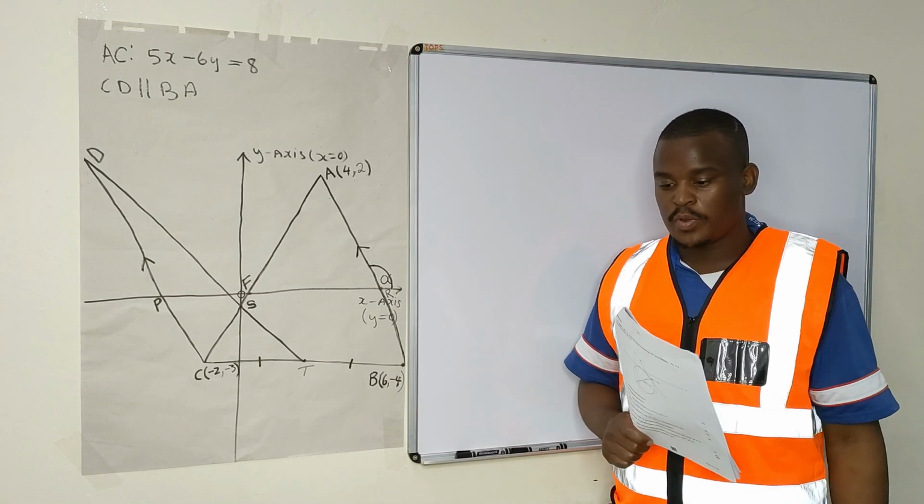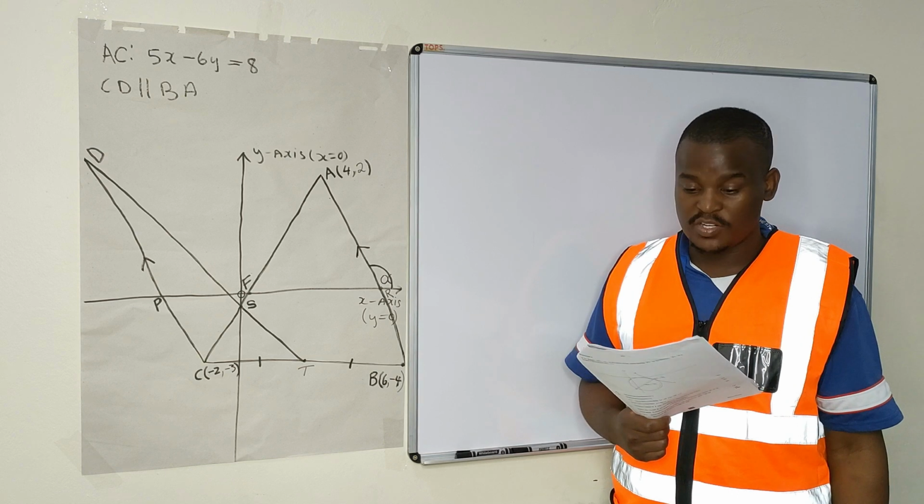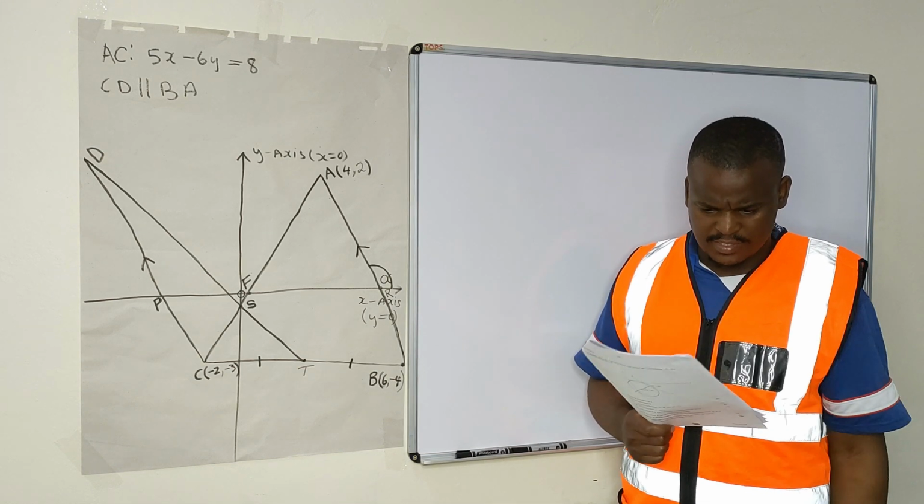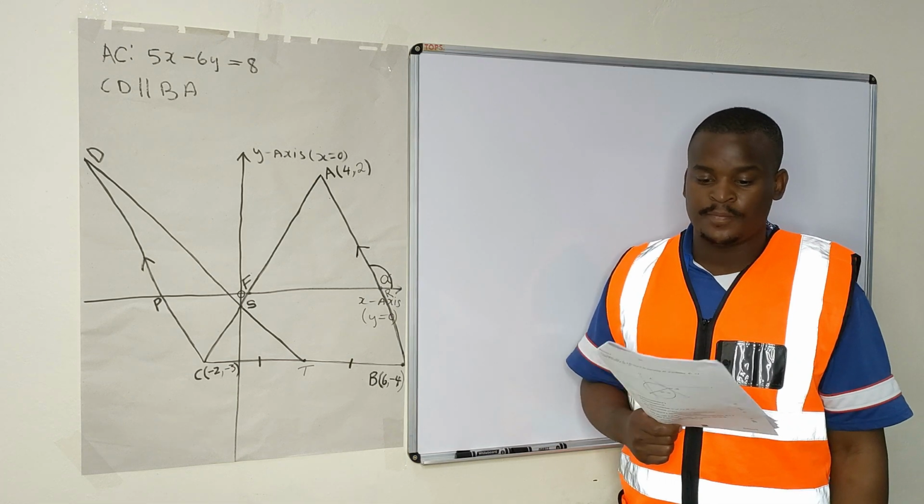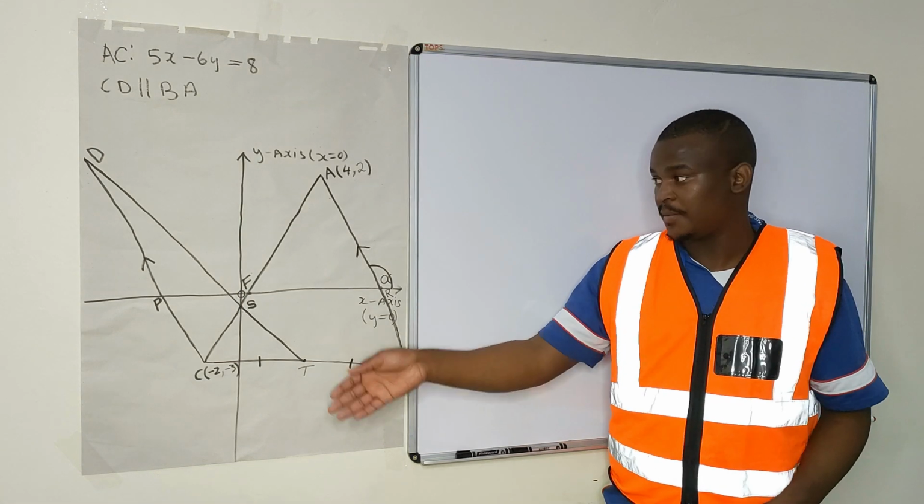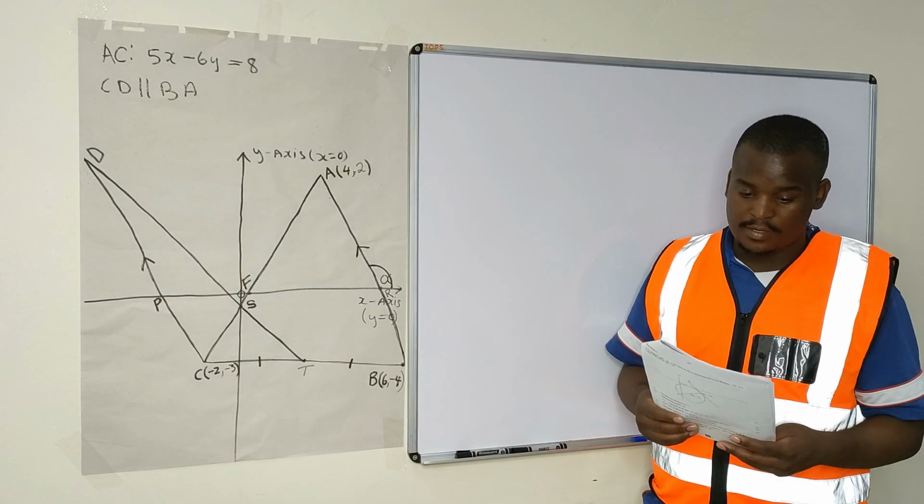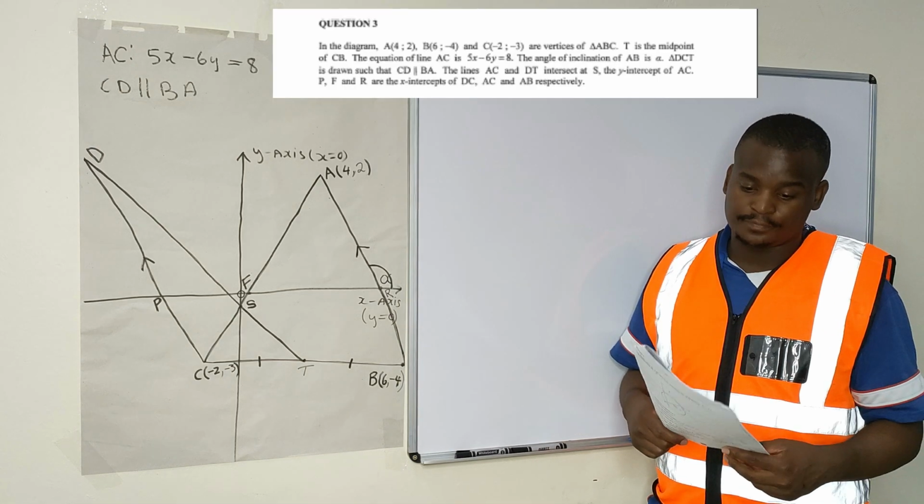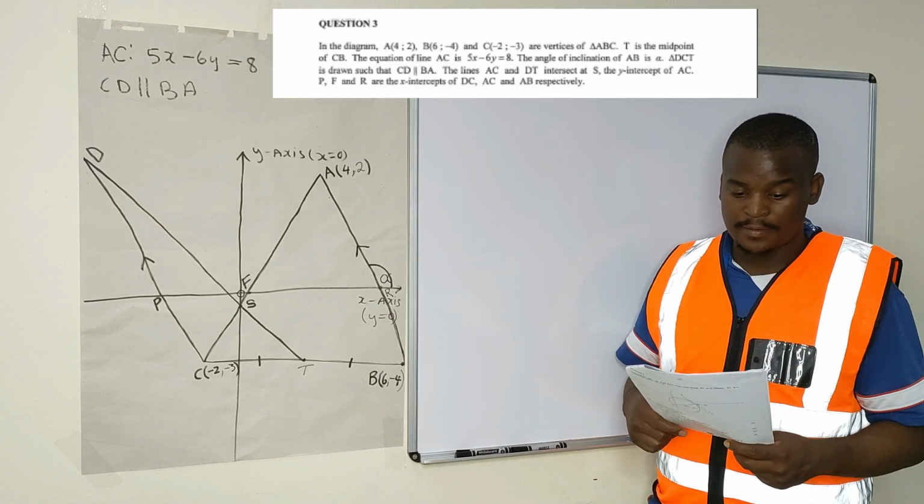So in this video, I'll be doing question 2 of the November 2022 question paper, Mathematics Paper 2, and this is the analytical geometry. I'm going to read the statement of question 3, which has this diagram here, and then proceed to answer the questions that follow. So let's read question 3.